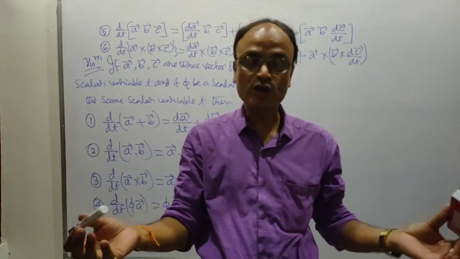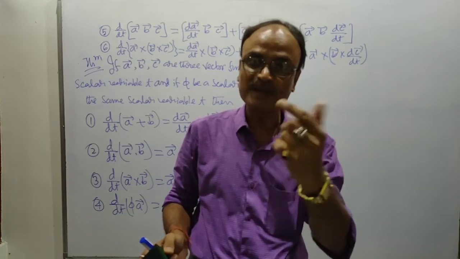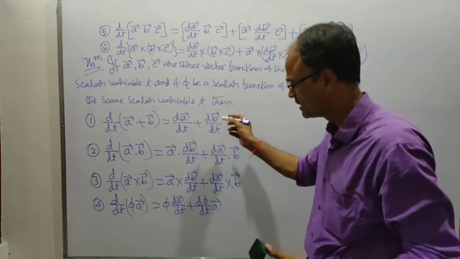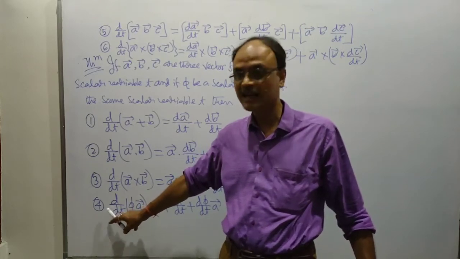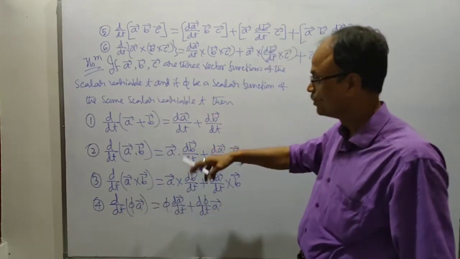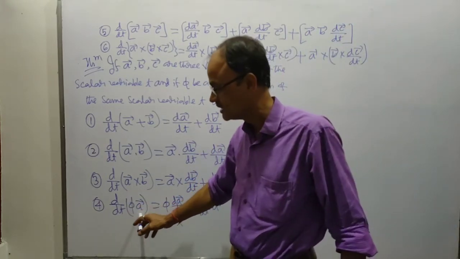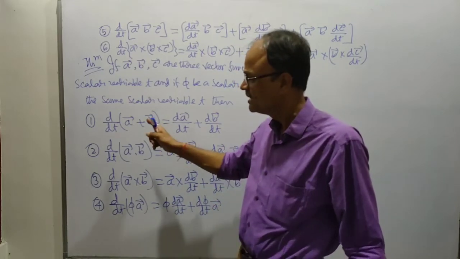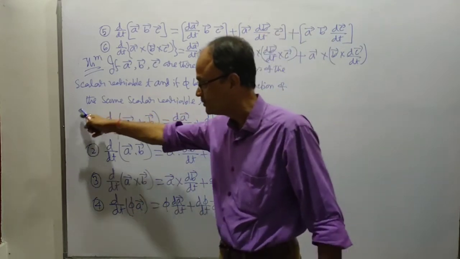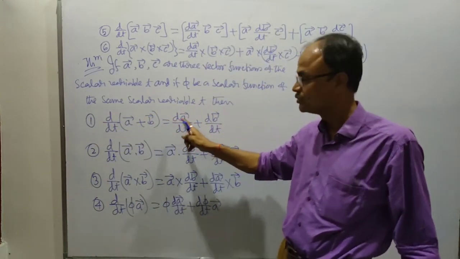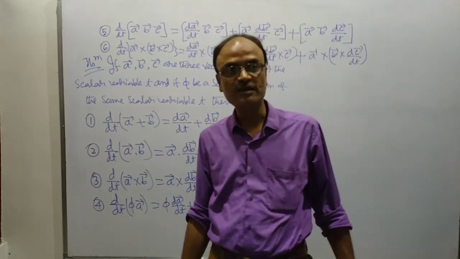A, B, C are vector functions of the scalar variable t. Phi is a scalar function of the scalar variable t. It is applied only in number four. A, B, C are applied in 1, 2, 3, 5 and 6. Then, just like scalar derivatives, d of A plus B equals this one. Let me try to prove them one by one.